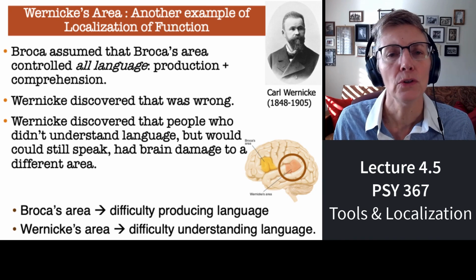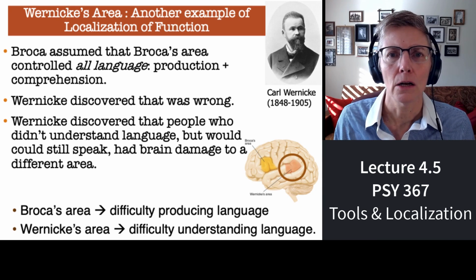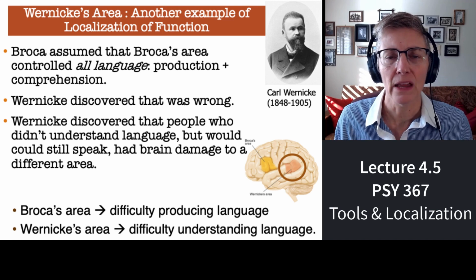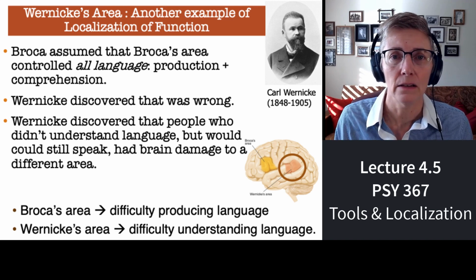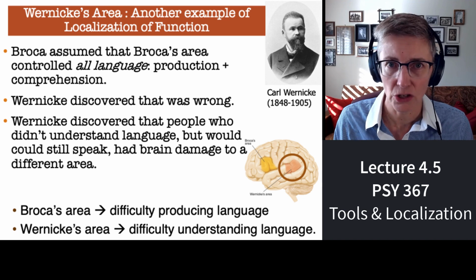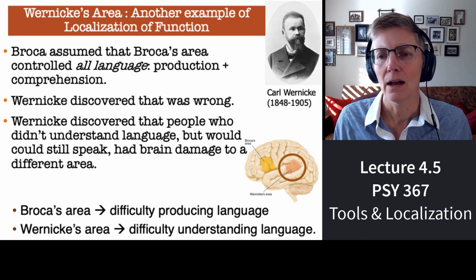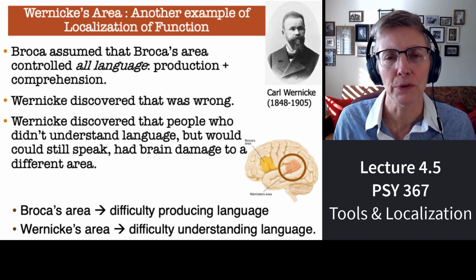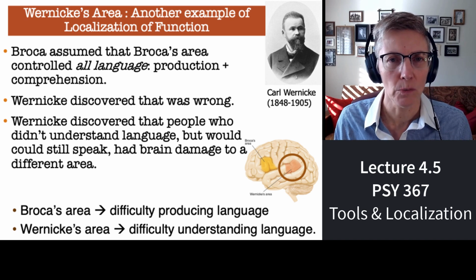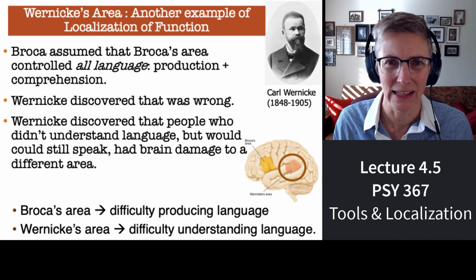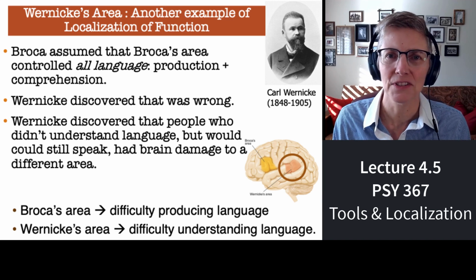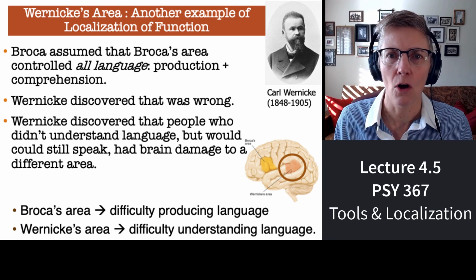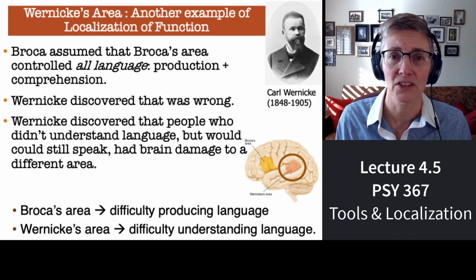A few years later, Wernicke came along and found a different patient that had a different location to their brain damage, in the temporal lobe instead of in the frontal lobe. And that person had no trouble speaking, but had trouble understanding language. So Wernicke was able to say, Broca got it wrong. All of language is not localized in Broca's area.